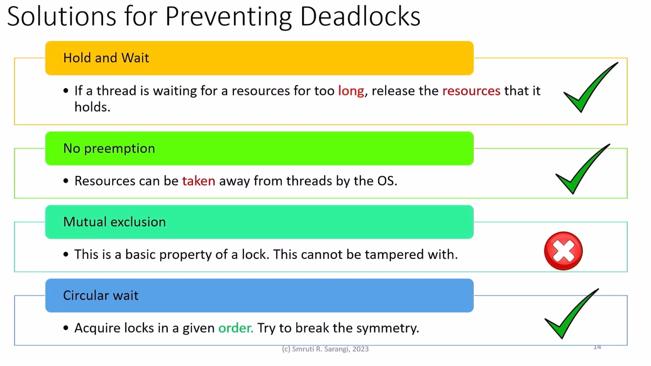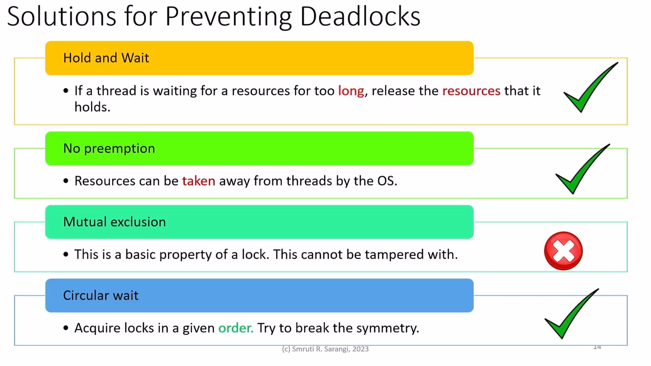So what you do is, for hold and wait, in case there is a deadlock, if you are waiting for too long, then you simply release its resources. You don't allow it to hold and wait. So let's say you kill one of the threads, at least let there be one casualty in the larger interests of the system. No preemption, same thing, that is, forcefully take away the resources.